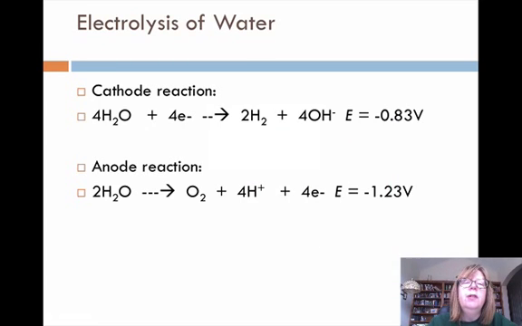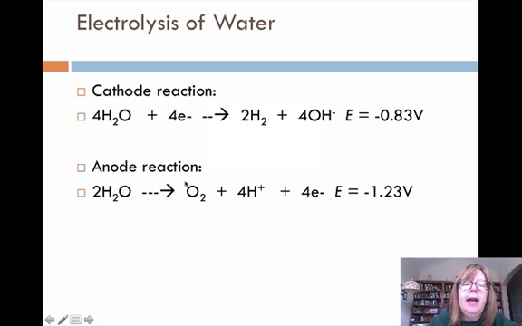Let's have a closer look at the cathode reaction, so the reduction. So here we've got water, and it is gaining 4 electrons to produce the hydrogen gas and 4 hydroxide ions, and the potential for that is -0.83 volts. So you don't have to have this reaction memorized at all. You would have this given to you, and the potential would be given to you.